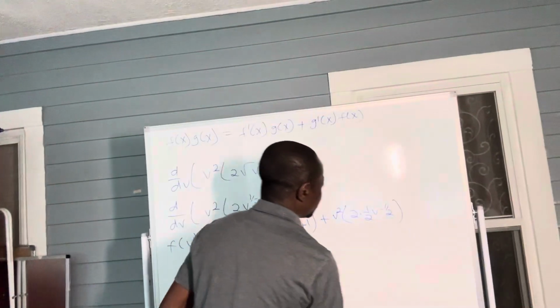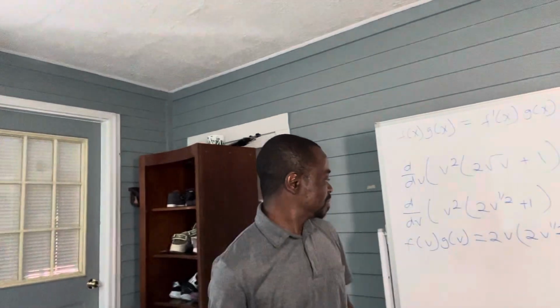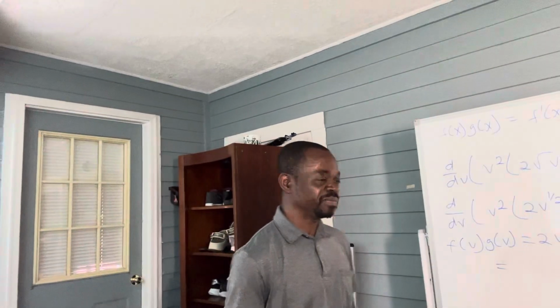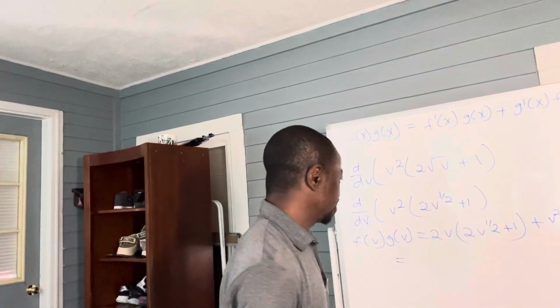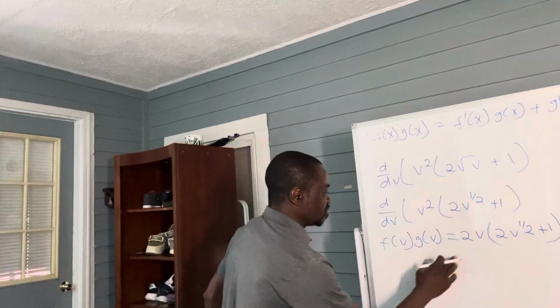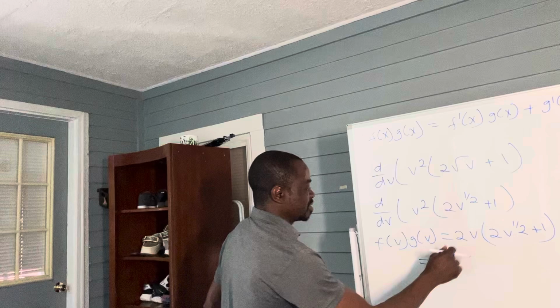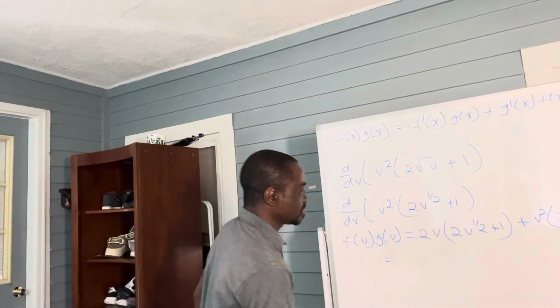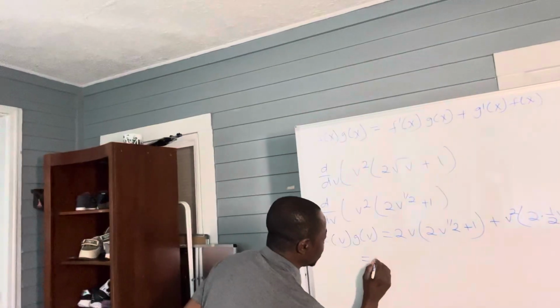So that's it. Now let's go further and try to simplify it. We can open brackets or expand it: 2v times that. So this is 2v.